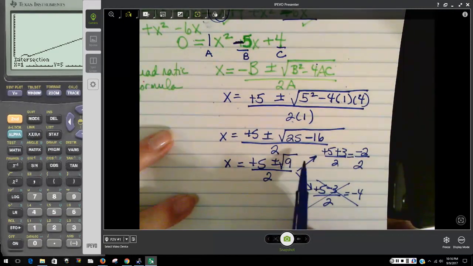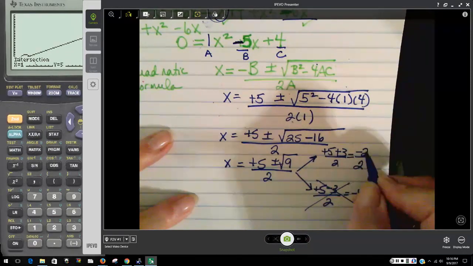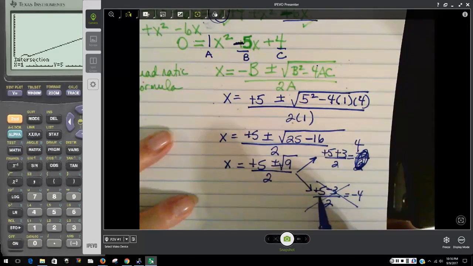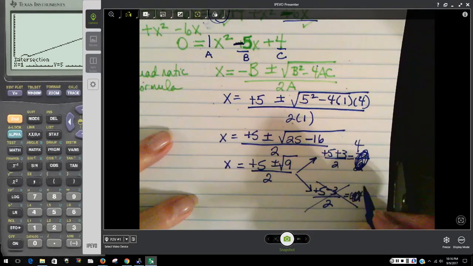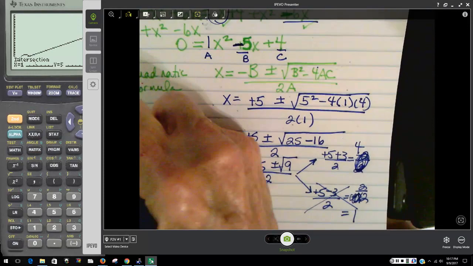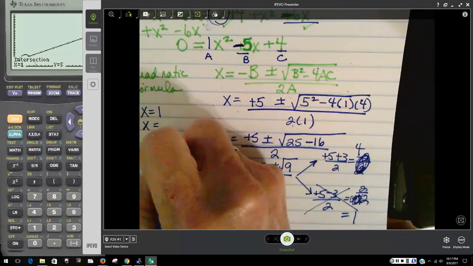So if that's all positive 5, then this is positive 5 plus 3 is 8 over 2, and 8 over 2 is equal to 4. Positive 5 minus 3 is 2 over 2, and that's equal to 1. So one of my break-even points is going to be at x equals 1, and the other one's going to be at x equals 4.